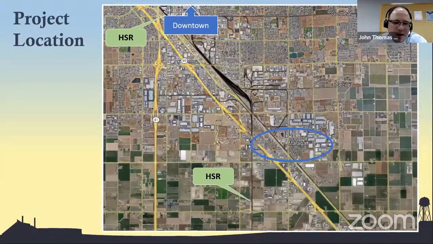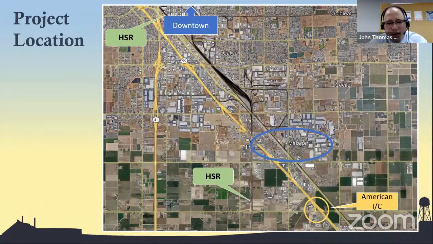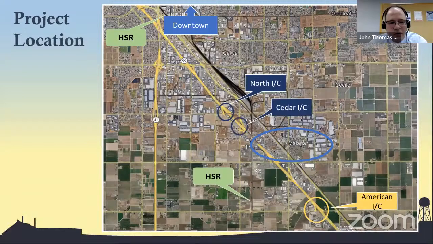There are 3 existing half interchanges within the project location that will be replaced: one at American Avenue, and the other at North Avenue and Cedar Avenue. The North Avenue and Cedar Avenue locations work together to form a complete interchange. The project proposes to reconstruct the half interchanges by expanding them to full interchanges and bringing them up to current Caltrans design standards. There are 2 build alternatives under consideration at each location.